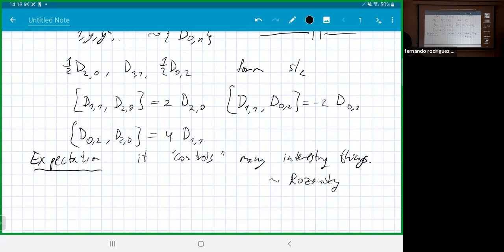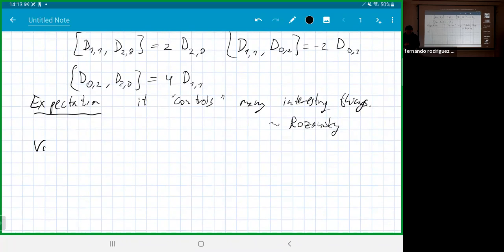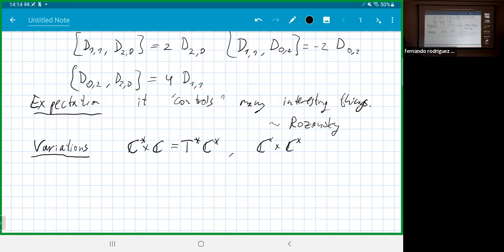So I want to have certain variations of this algebra. We can also take C star times C, replacing C times C by C star times C, which is also the tangent bundle of the multiplicative group. Or you can have two copies of C star. But they are also symplectic.